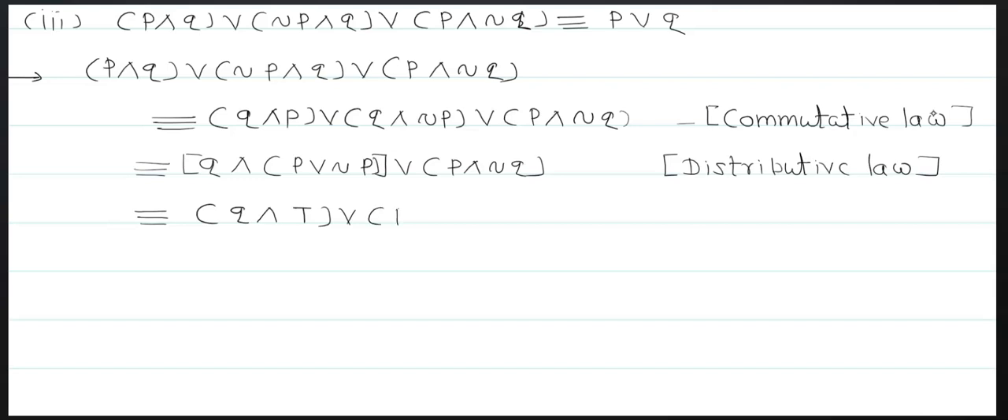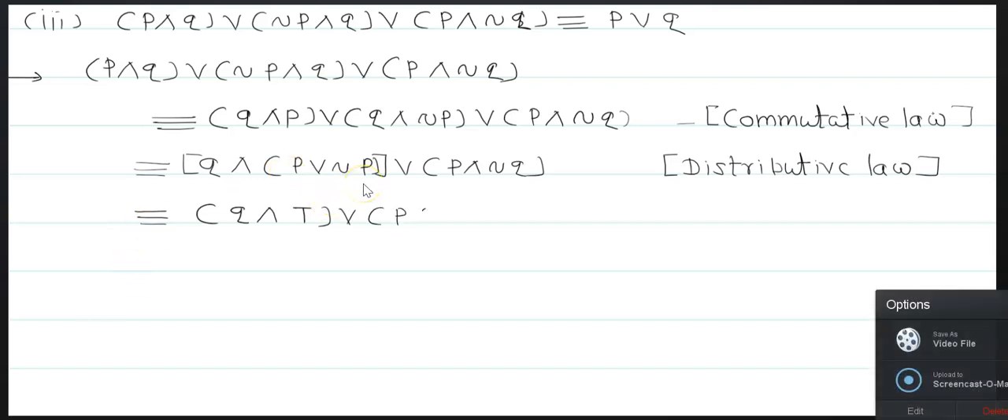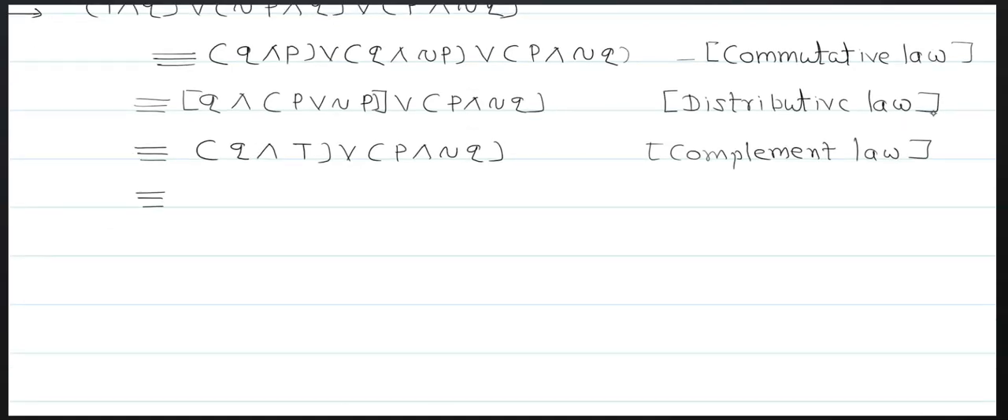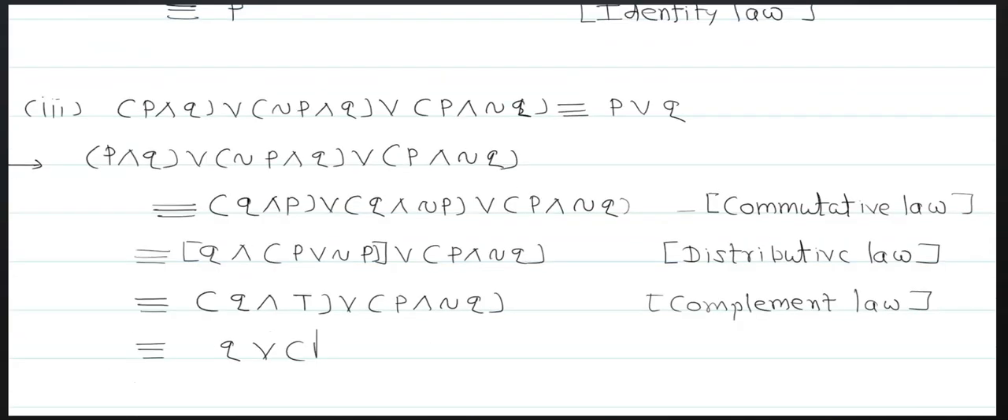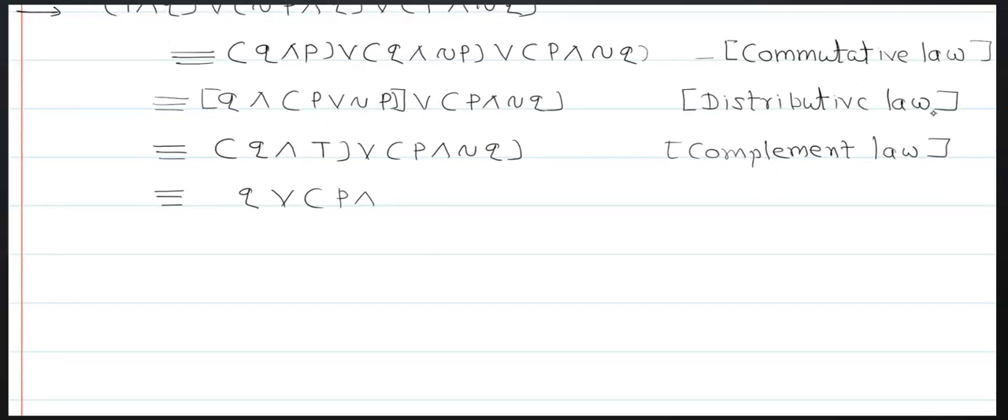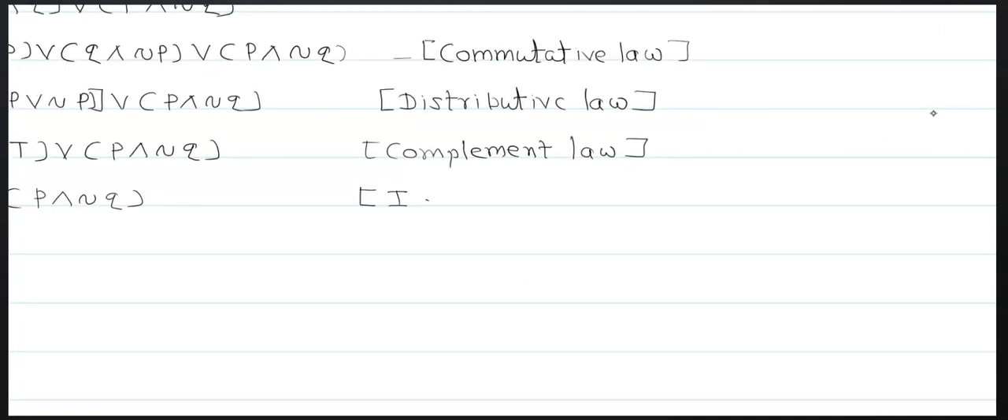Next is, what is that? P or negation of P. P or negation of P, that is equal to T, or P and negation Q. It is again the complement law. Now Q and T is Q, or P and negation Q. This is the identity.